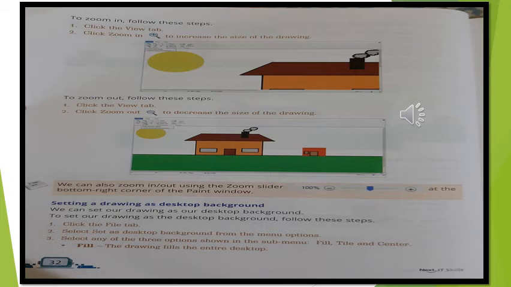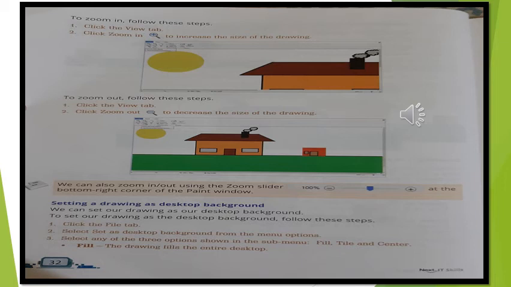Setting a drawing as desktop background. So we can set our drawing as our desktop background. To set our drawing as the desktop background, follow these steps. Click the File tab. Select Set as Desktop Background from the menu options. Select any of the three options shown in the submenu: Fill, Tile and Center.